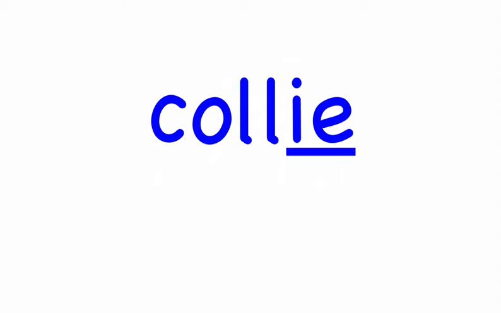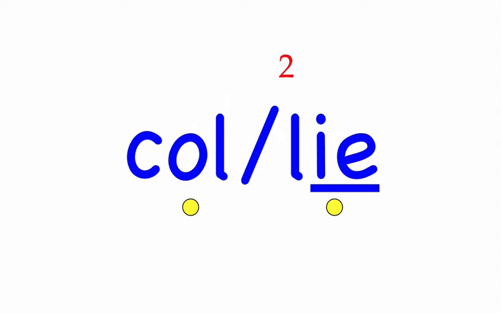Next, we identify vowel sounds. Then we divide the word into syllables. Finally, we associate vowel group numbers with our vowel sounds. Collie. Here, IE is representing the long E sound, so that will determine that it's a vowel group 6 team in this instance.